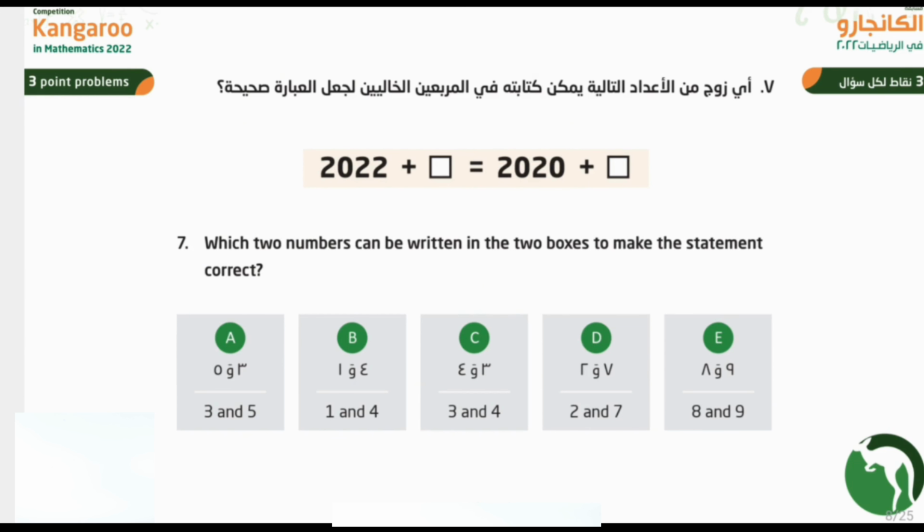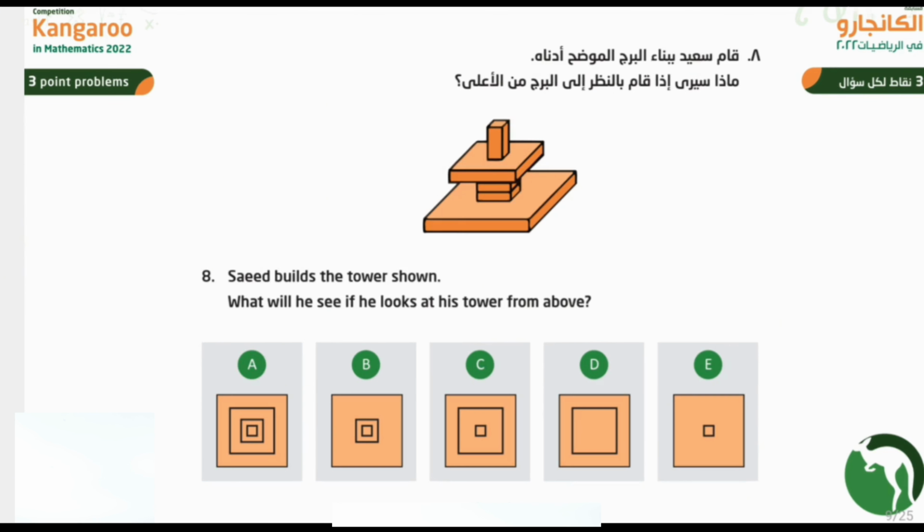In question number 7, which two numbers can be written in the two boxes to make the statement correct? So if we look at the statement here, we have 2022 and here we have 2020. So this one is bigger by 2. So here we need to put a number A, which is less than this number B by 2. So if we look at the answers, we will see that just A here, 3 and 5. 3 is less than 5 by 2. But here we have a difference as 3. We have here 1, and here we have 5, and here we have 1. So just this one is 2. So A is the correct answer.